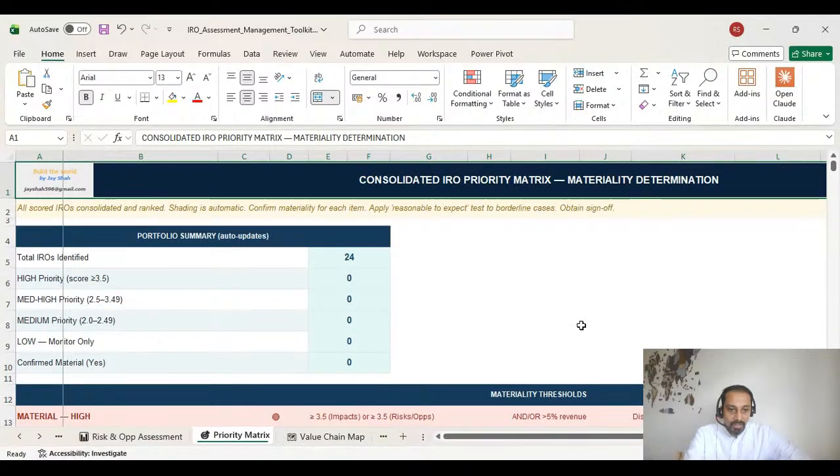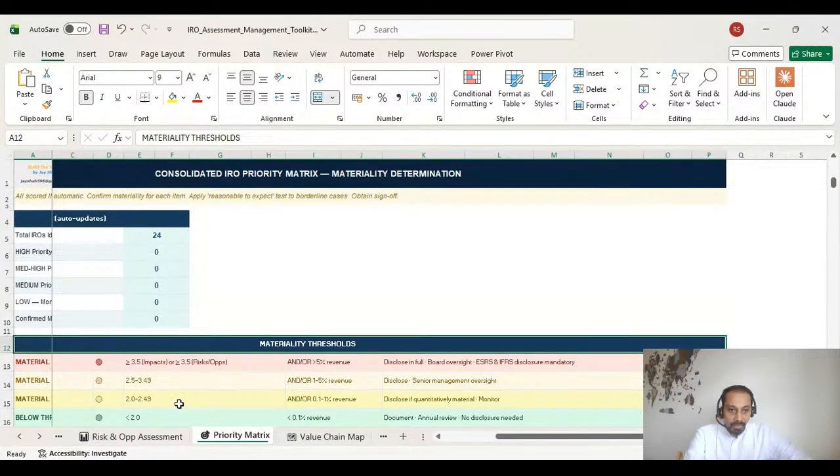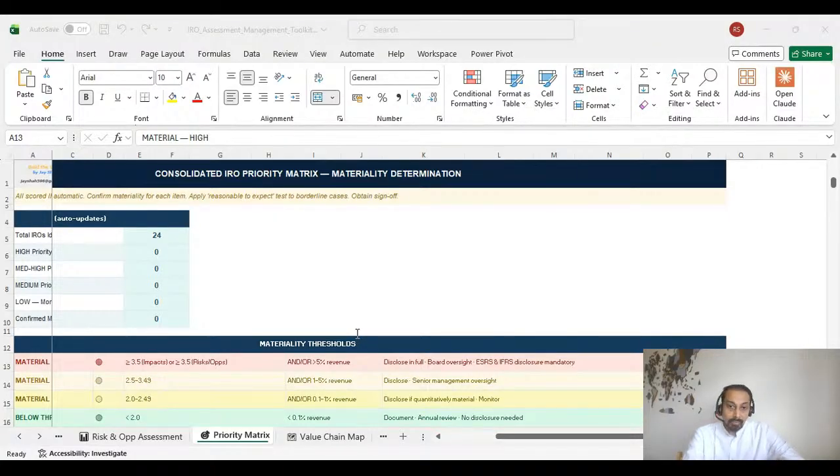Similarly, the priority matrix is also there. You can have a look at how the priority matrix works, as we see the materiality thresholds for each and every requirement. Here you can see the material impacts of particular requirements, how the priority matrix from high to low is helpful, and the ESRS and IFRS references and board awareness tracking. So how it works on that particular sheet, and then the sign-off.